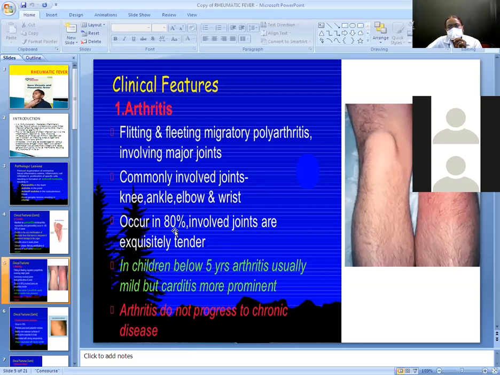So the damage to the heart is more important in rheumatic fever. Damage to the joint is very rare. There occurs resolution of the inflammatory process, with no sequelae or damage to the joint. But the cardiac damage is very important in an attack of rheumatic fever, and that is permanent.